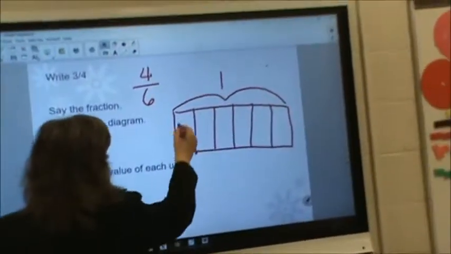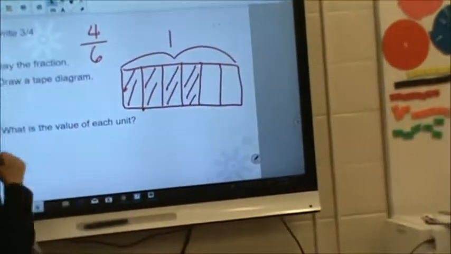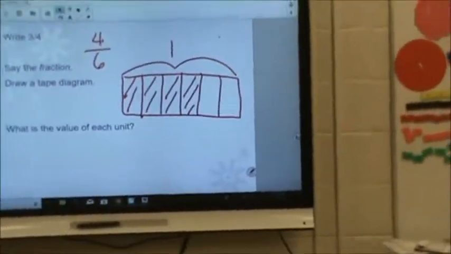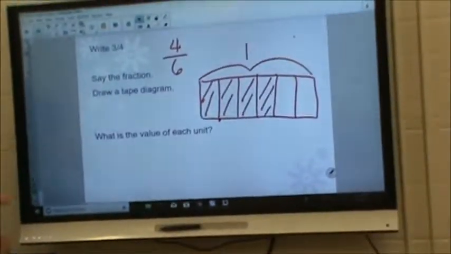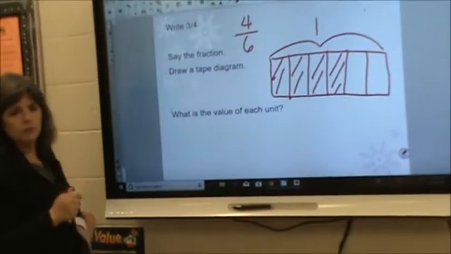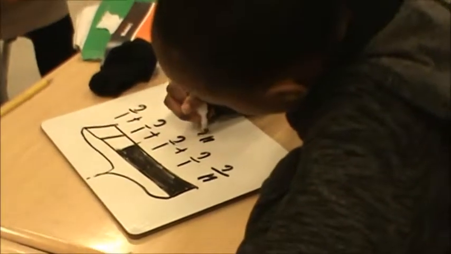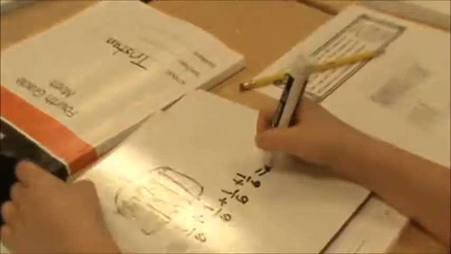Okay. So we shaded 1, 2, 3, 4. Now write me an addition sentence of how you came up with 4/6. You're doing it. I see several of you doing it. So give me the units when you add the units together.